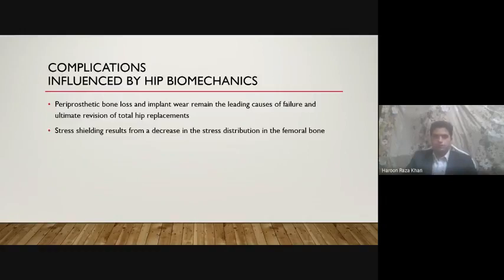Now, let me tell you something very important here. The developments in materials and implant designs have reduced the likelihood of bone loss and wear. However, it is important to understand the underlying concept. Periprosthetic bone loss that I have just told you about and the implant wear remain the leading cause of failure and ultimately one of the biggest problems of total hip replacement. Bone loss is an emerging issue in hip problems.